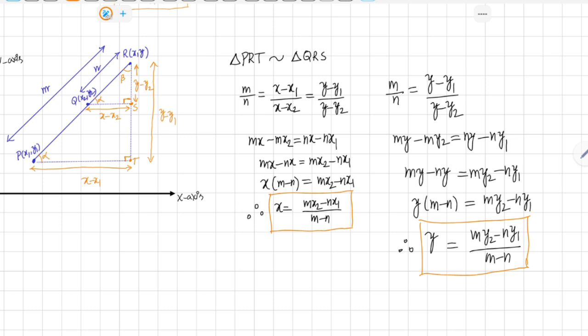In the previous video we have seen internal division. The point is in between the two end points of the line segment, and it divides the line segment in the ratio of m is to n. We have seen the section formula. Here in this video we have seen external division, when the point is outside the line segment, how it divides the line segment we have observed here.